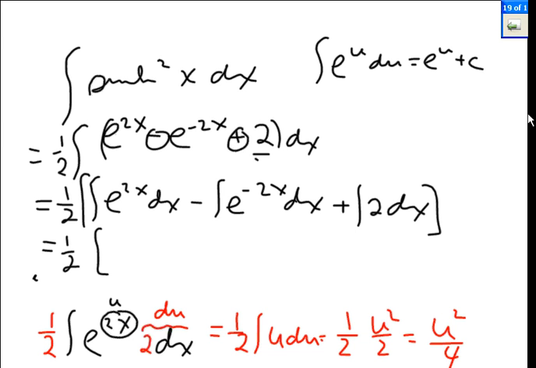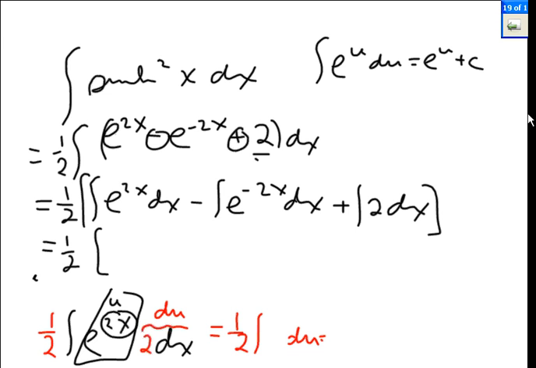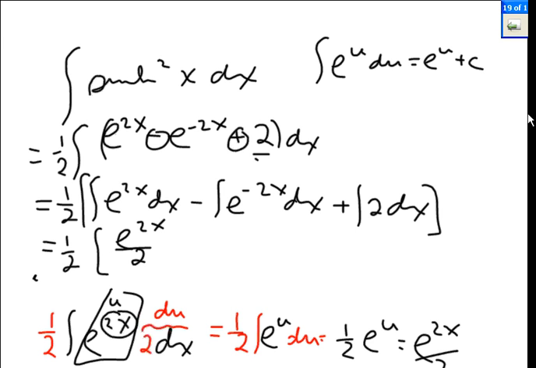Okay, I take that back. I'm so sorry. It's e to the u. This here is e to the u. And the integral of e to the u du is just e to the u. That is, it's e to the 2x with a half in front. Say e to the 2x over 2. So it's e to the 2x over 2 minus this integral.